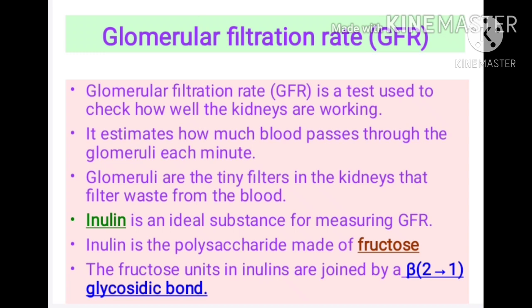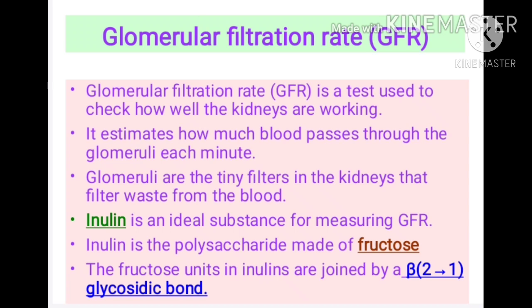Glomerular filtration rate is a test used to check how well your kidneys are working. It estimates how much blood passes through the glomeruli per minute. You know that glomeruli are tiny filters in the kidneys that filter waste from the blood. And the ideal substance used for measuring GFR is a polysaccharide, namely inulin.